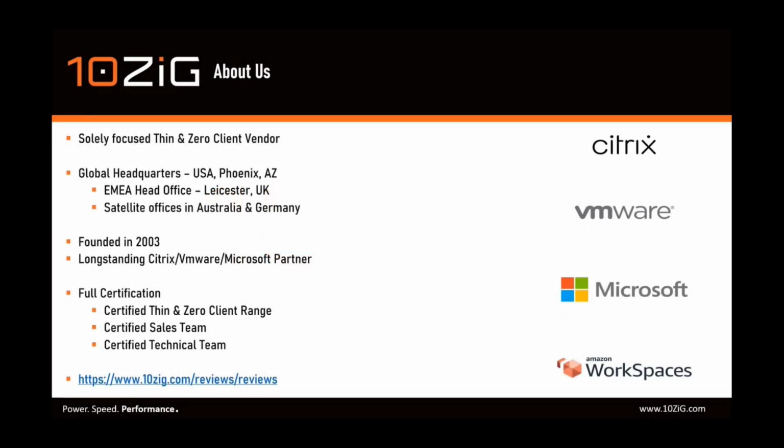So for those not familiar with Tenzig joining the webcast today, we're a solely focused thin and zero client vendor supporting the major VDI platforms as well as cloud-based environments. So Citrix, VMware, Microsoft AVD and RDP, and Amazon Workspaces and Teradici. We have our global headquarters in the US in Phoenix, Arizona. And for our EMEA region, we have our head office based in Leicester in the UK. We also have satellite offices in Australia and Germany also.